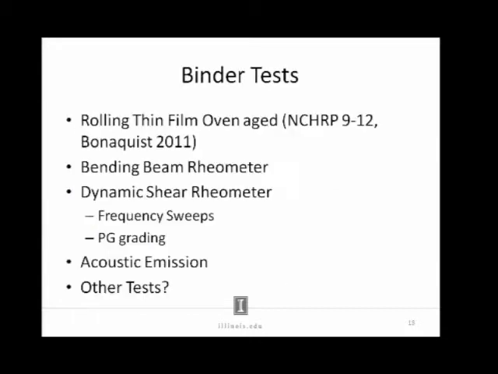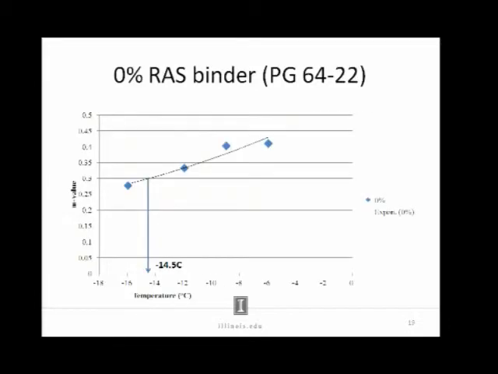One thing I want to note here, I RTFO aged it, but I did not PAV age it, and that's because if you look at NCHRP 9-12, whenever they included recycled binder, there was little to no difference in the RTFO versus PAV aged binder. And Bonaquist actually came out with a report in 2011 with RAS binder that said essentially the same thing. So that was something I wanted to note.